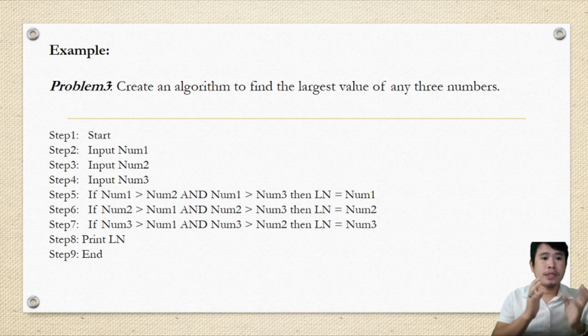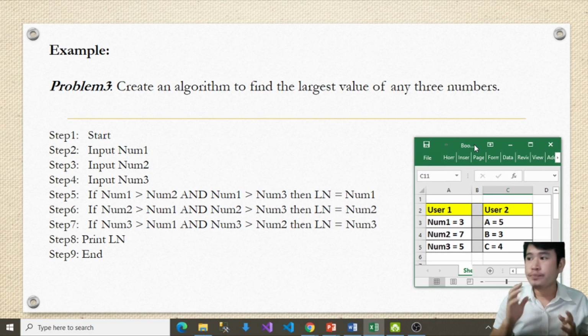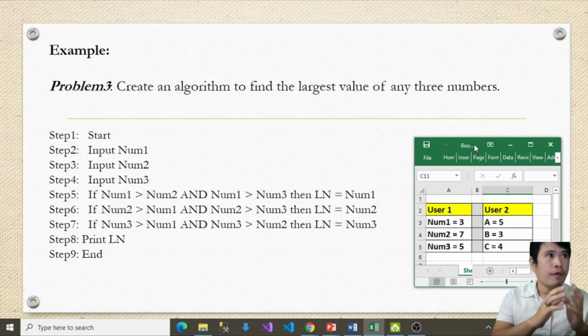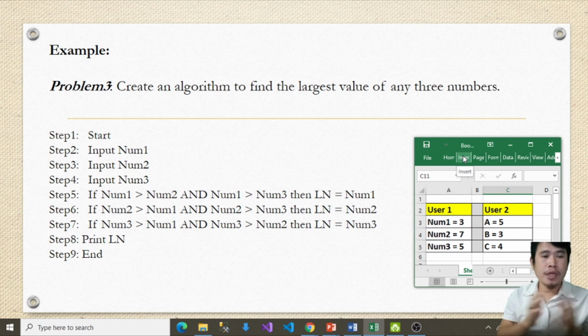Okay. Now let's try to check this algorithm if it is correct or not. Okay. Let's try to put value. So same value sa previous na to nga algorithm. Okay. So if I am a user, so I will input a value for num1 is 3. For num2 is 7, num3 is 5. Okay. Same value. Okay. We will check if this algorithm is correct.